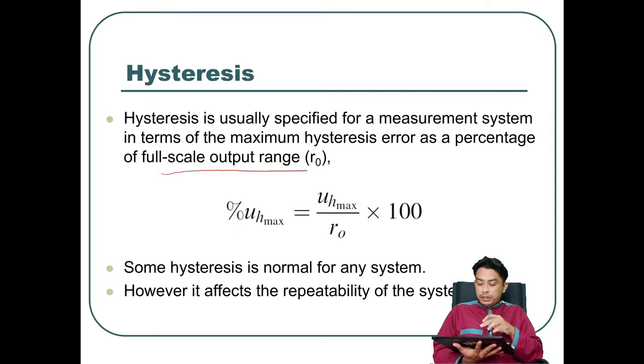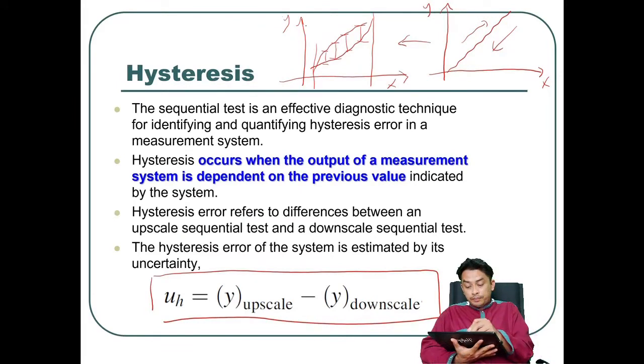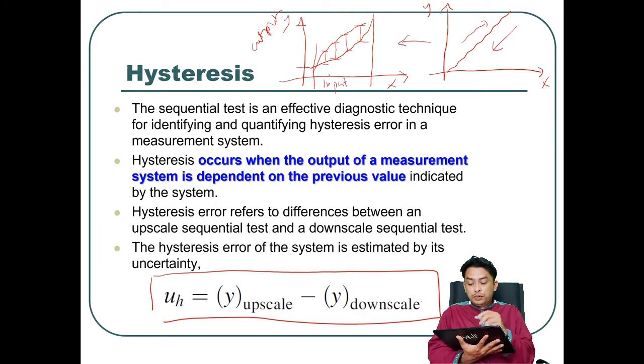For the full scale output range, RO, the O refers to the output, so full scale output. So where is the full scale output? For this case, this is the output, because we know the input is x, and the output is the dependent, which is the y value. So this is output. So this is input, sorry. So this is the full scale output. This is R naught.